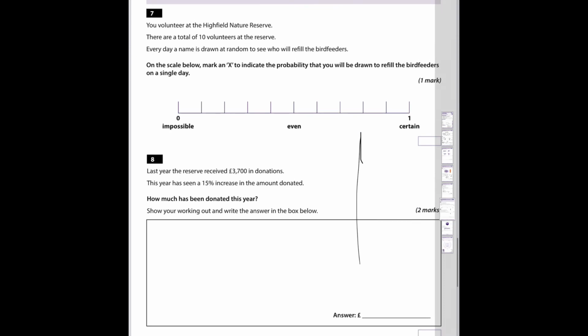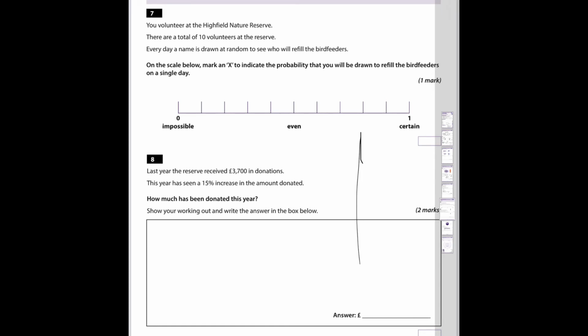Question 7. You volunteer at the Highfield Nature Reserve. There are 10 volunteers at the reserve. Every day a name is drawn at random to see who will refill the bird feeders. On the scale below, mark an X to indicate the probability that you will be drawn to refill the bird feeders. Okay, so simple one here.